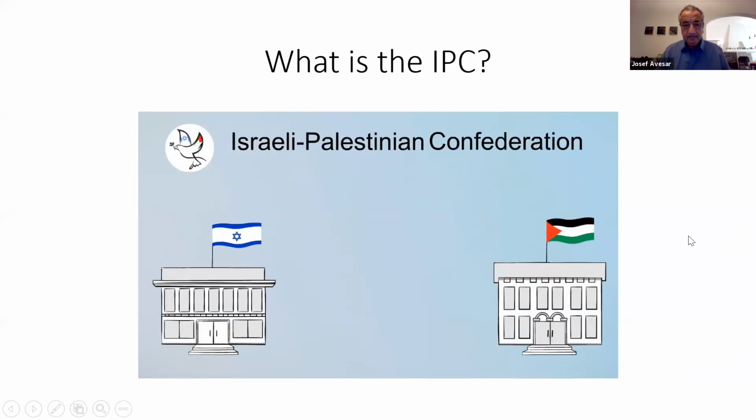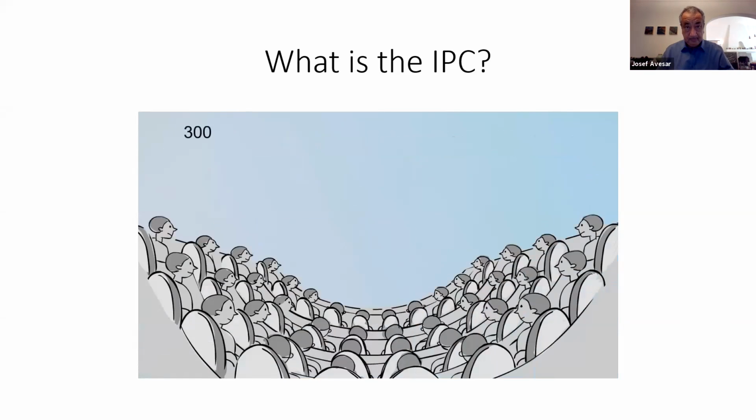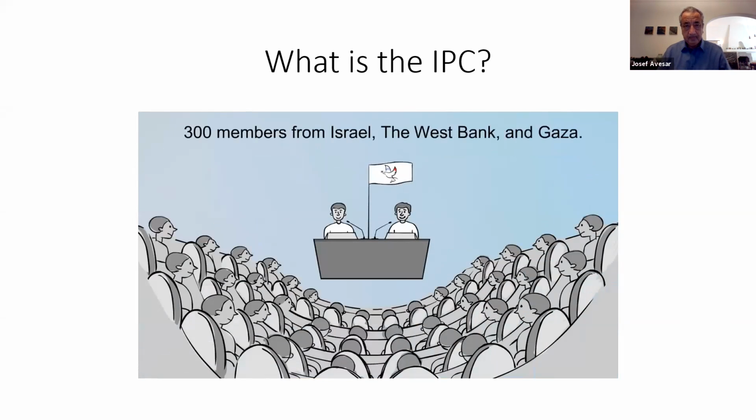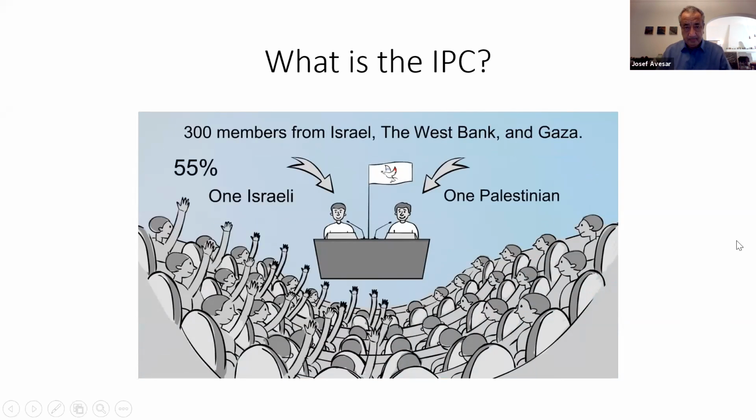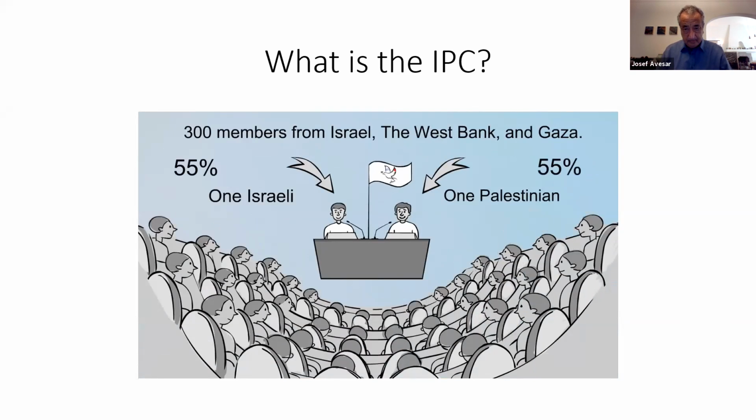works. First off, both Israel and Palestine will keep their respective governments. Israel's Knesset and the Palestinian National Authority will remain unchanged. The Israeli-Palestinian Confederation, IPC, will be a third entity acting as a unifying agent between the two. The IPC will comprise 300 parliament members elected from 300 districts in Israel, the West Bank, and Gaza. Above them will preside a president and vice president, one Israeli and one Palestinian. In order for the IPC to pass a law, it will require a 55% majority from its Israeli representatives, as well as a 55% majority from its Palestinian representatives, thereby preventing either side from monopolizing the legislature.